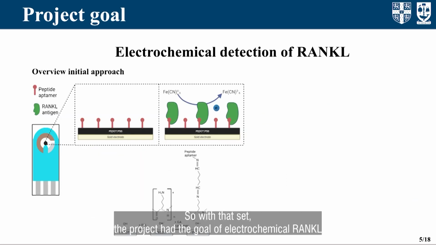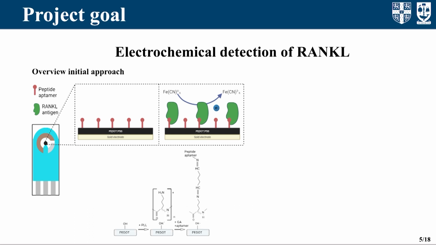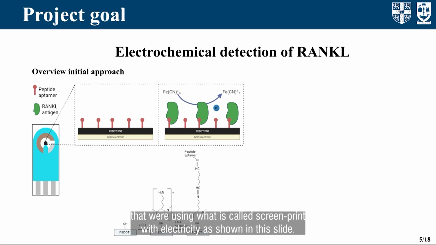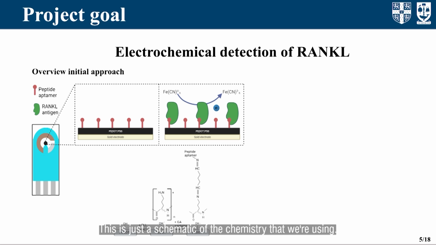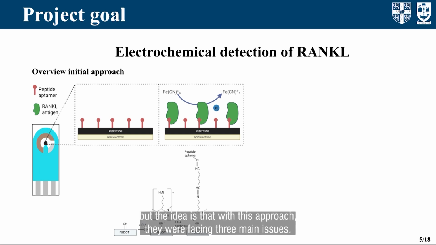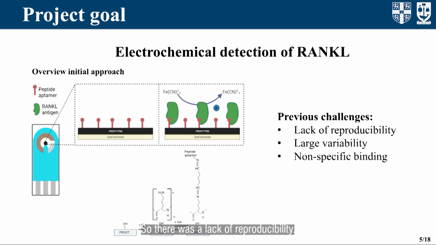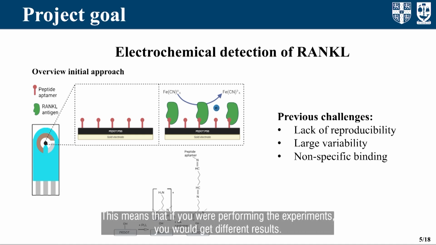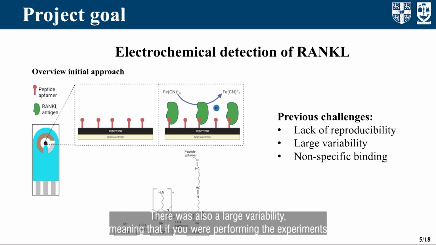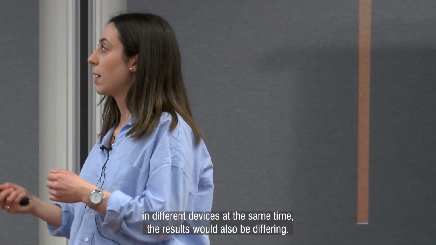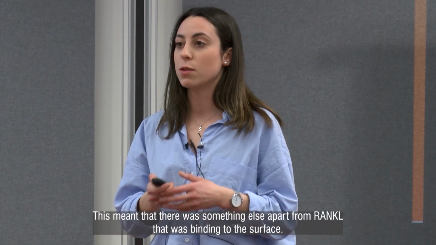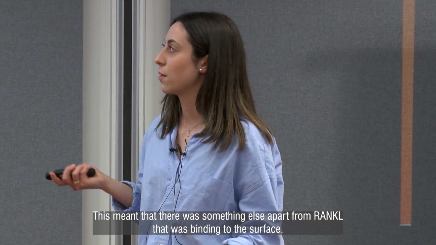So with that said, the project had the goal of electrochemically detecting RANKL. When the project was started a year before I joined, they were using what are called screen-printed electrodes, shown here on the slide. This is just a schematic of the chemistry they were using. I'm not going to focus on the details of this, but with this approach they were facing three main issues. First, there was a lack of reproducibility, which means that if you repeated the experiments, you would get different results. There was also large variability, meaning that if you performed the experiments in different devices at the same time, the results would also be different. And then there was non-specific binding, which meant that something else apart from RANKL was binding to the surface.